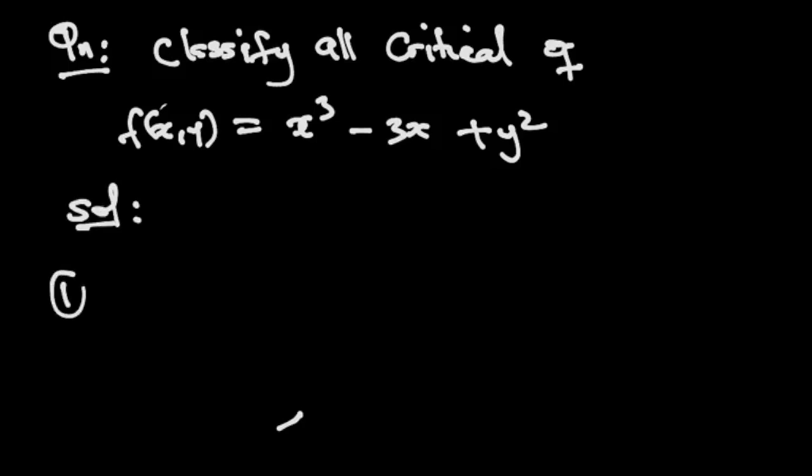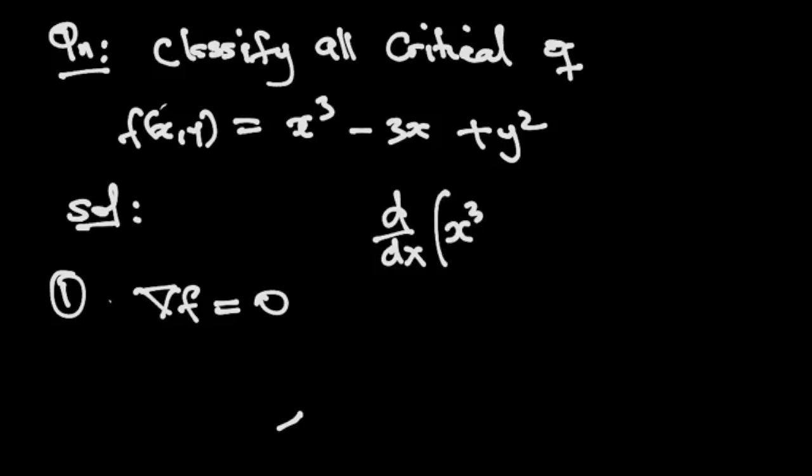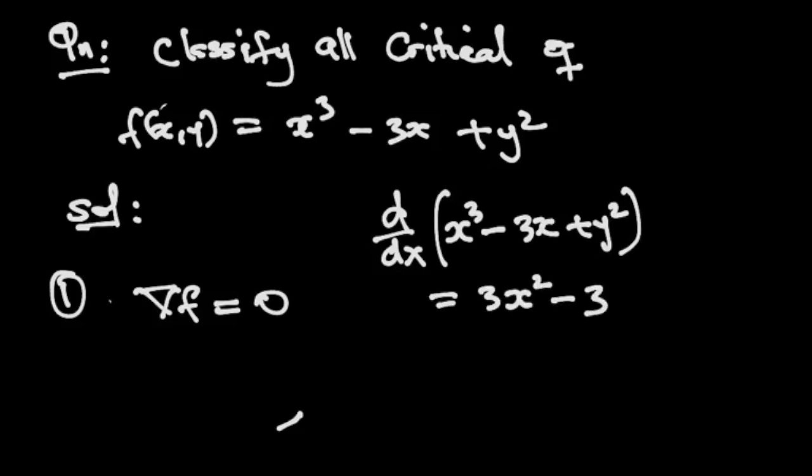5 steps. So step 1, we have to find partial derivatives. So that is written as that. So what are the partial derivatives of this function? So we start with the derivative with respect to x of the function, that is x to the power of 3 minus 3x plus y squared. So we have 3x squared minus 3 as our partial derivative with respect to x.